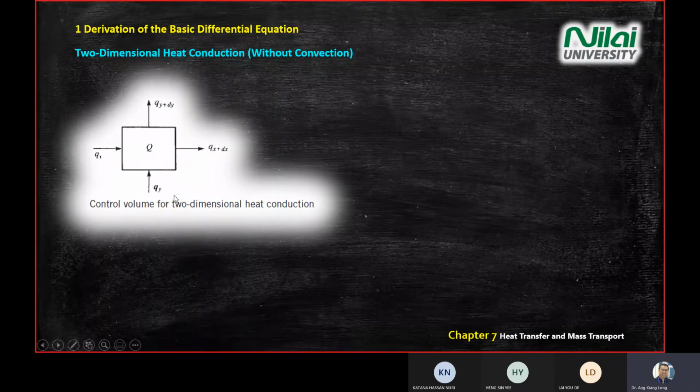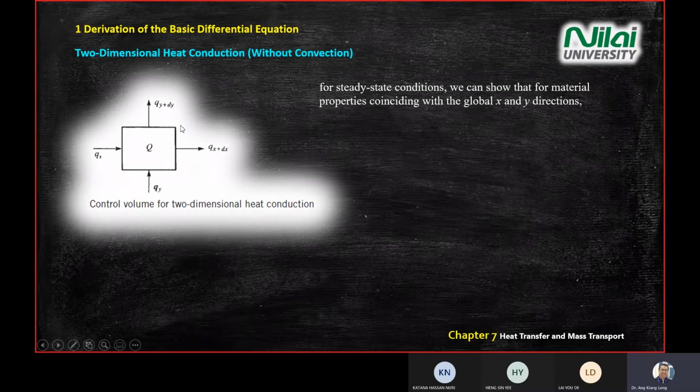Okay, the first thing is you have to be clear on the notation. Why does this one suddenly become Y? Why does this one suddenly become X? You have to understand why this one becomes X plus dx, and why this one becomes Y plus dy. You have to understand that.